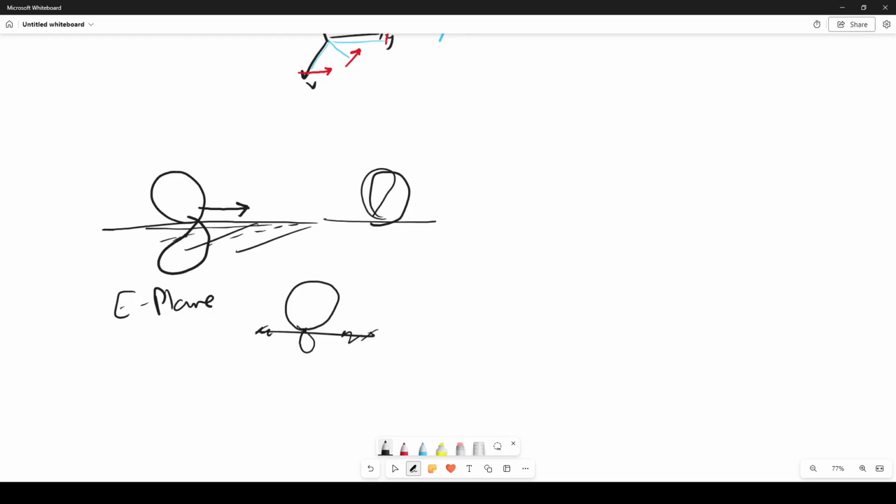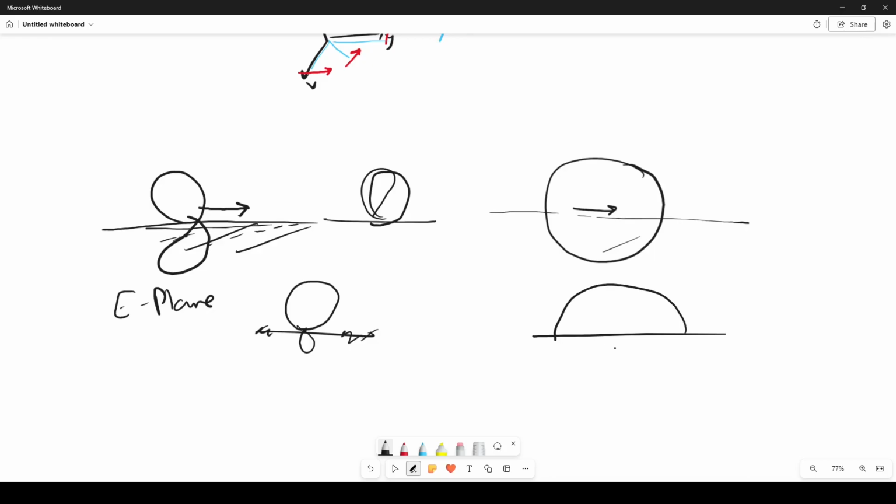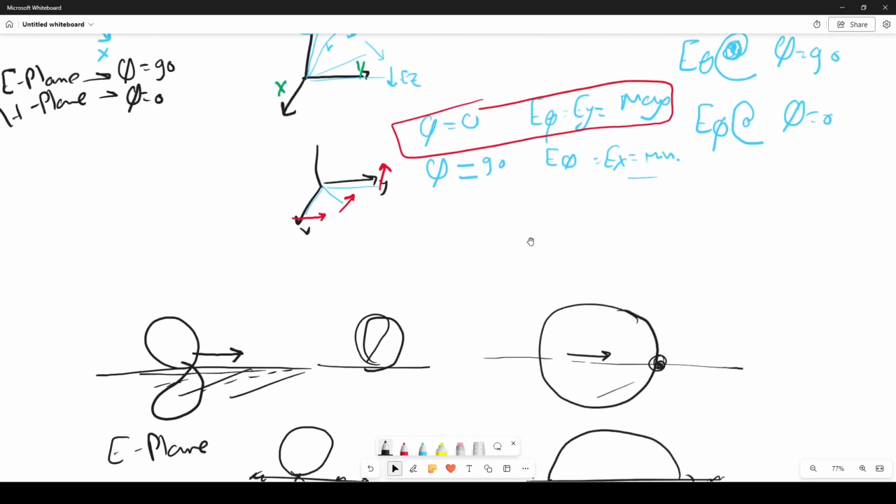Okay, but for the H plane, it was like this, right? And then I put ground and then cut, right? Cut would be like this. And then I make it finite. I start to have a little bit of radiation from the back. So the difference is the shape, or let's say the trend around the zeros, different based on the plane you are looking at and based on the field component.